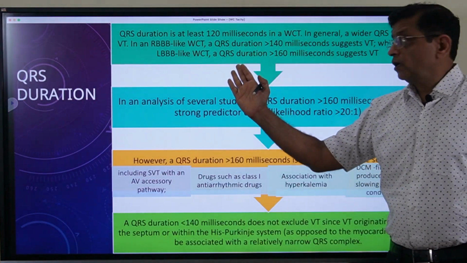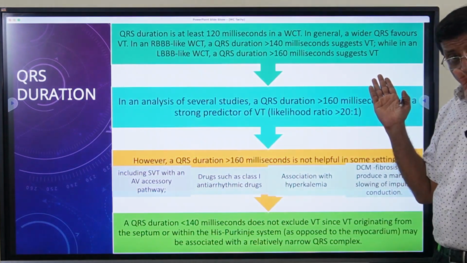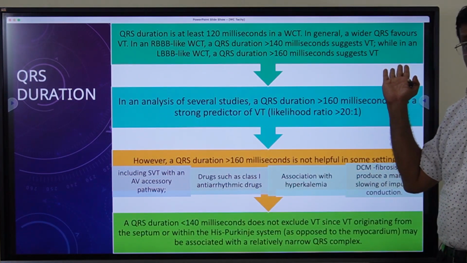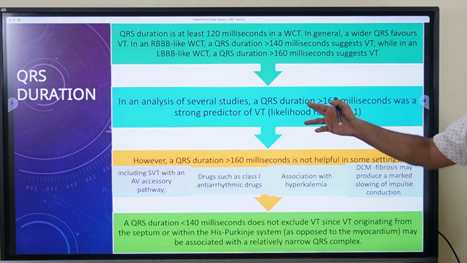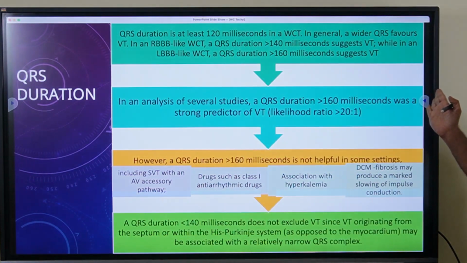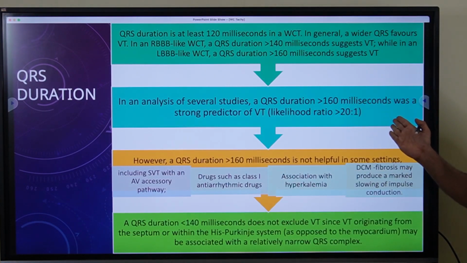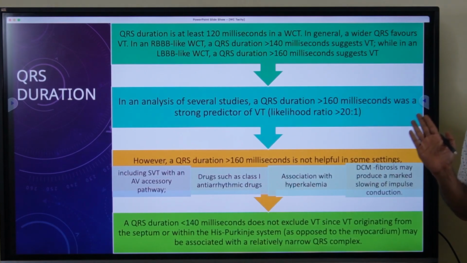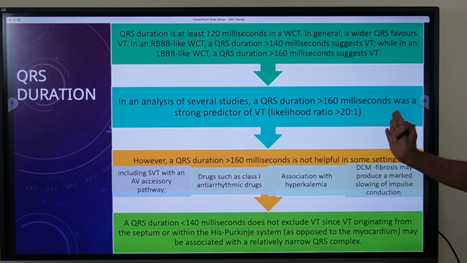wide complex tachycardia, if the QRS duration is more than 160 milliseconds, that is 4 small squares, it is likely to be VT. So in analysis of several studies, if the QRS duration is more than 160 milliseconds, that is 4 small squares, there is a 20:1 chance that this wide complex tachycardia is a VT. But there are 4 exceptions to this rule.